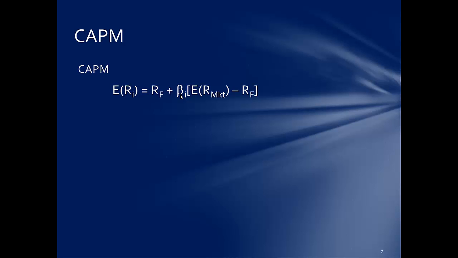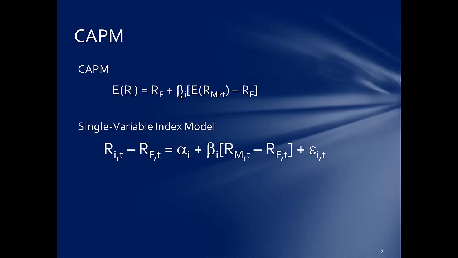We transform this into a functional model. We call it a single variable index model. It takes this form. You can see in the single variable index model what happens is you move the risk-free rate onto the left-hand side of the equation, and then all you do is go and get observations every day, week, month, or year. That's a user choice. Typical convention is to use monthly data.